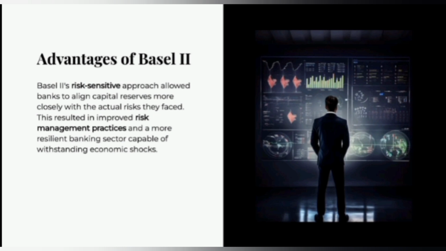Then seven, we have international consistency, standardized regulations. That means it facilitates global cooperation. Then eight, we have improved credit risk management, that means better assessment and management of credit risk. And it enhances market discipline, that means transparency enables market participants to discipline banks. Then it also encourages banks to diversify, that means it reduces reliance on single asset classes.